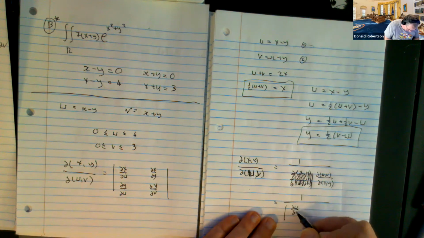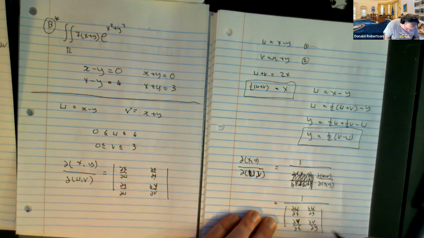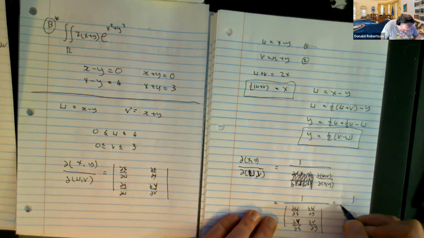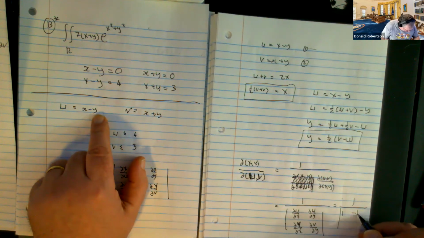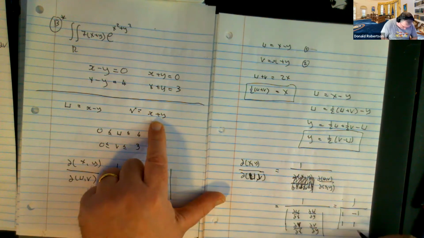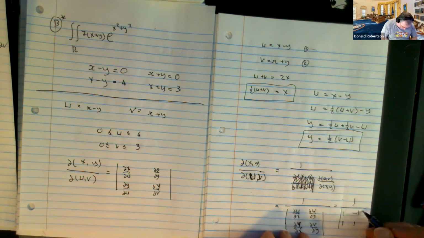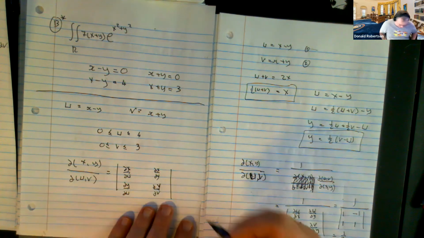Do this with respect to x and y, and do this with respect to x and y. With respect to x, this guy is 1. With respect to y is -1. With respect to x, this is 1. With respect to y, this is 1. You get 1, take away -1 is 2. You get the answer is a half. So the Jacobian is a half.